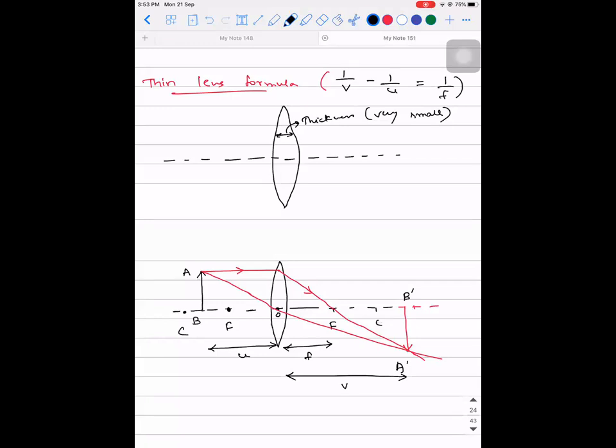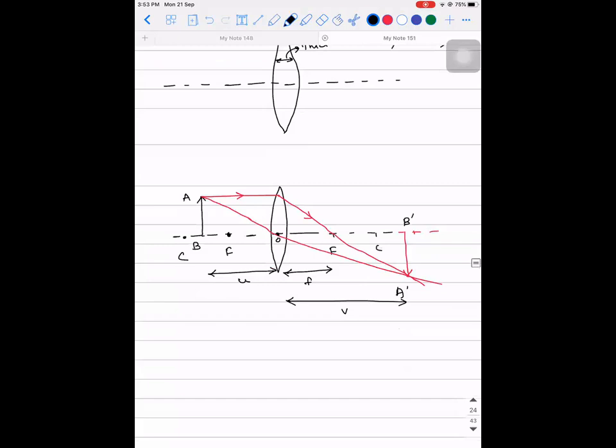Now listen. So we need to find the relation between the distances and the focal length, right? The object distance and image distance in terms of focal length. We know the relation also. How do we derive this? Can you tell me?